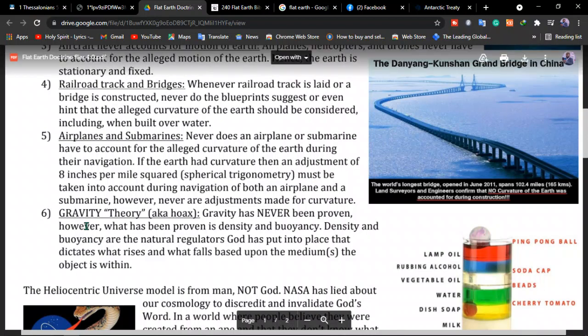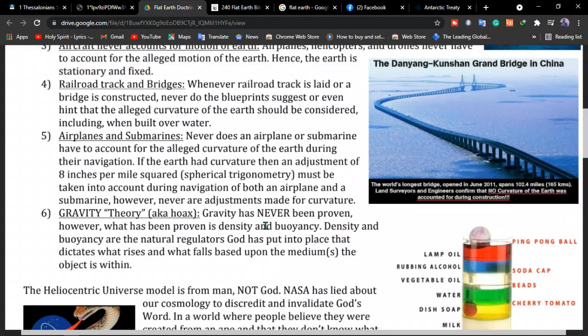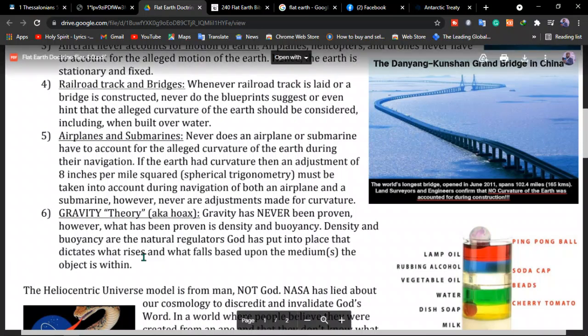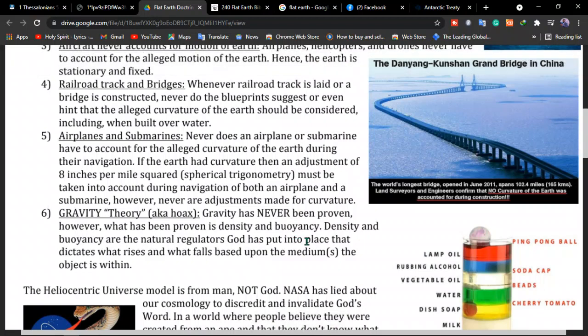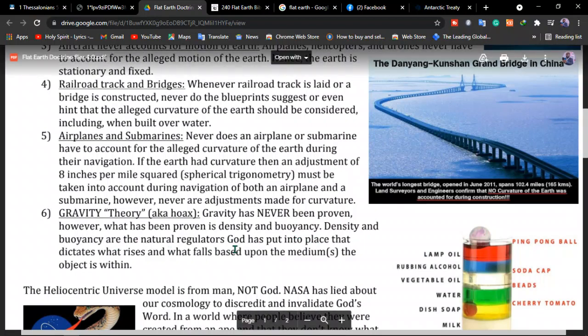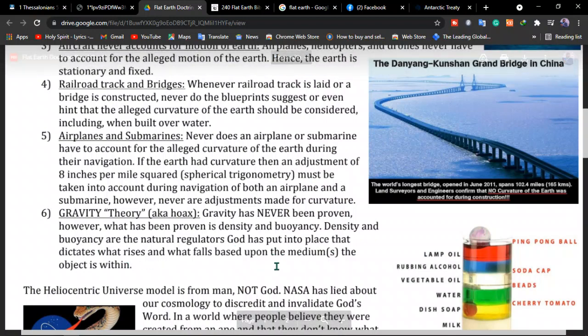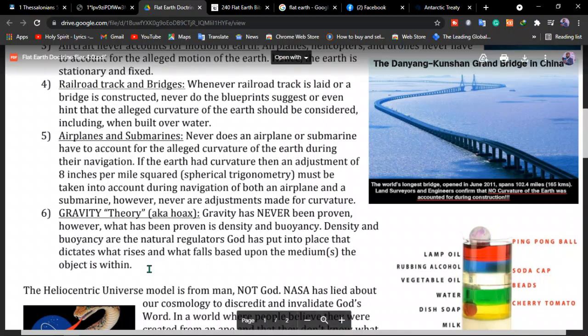Let's talk about gravity, what they try to say pulls the earth together. Now, gravity has never been proven. Nobody has been able to prove gravity. Even Albert Einstein tried to prove gravity, but he could not get the clear points of it. However, what has been proven is density and buoyancy. Density and buoyancy are the natural regulators God has put into place that dictate what rises and what falls based on the mediums the object is within.